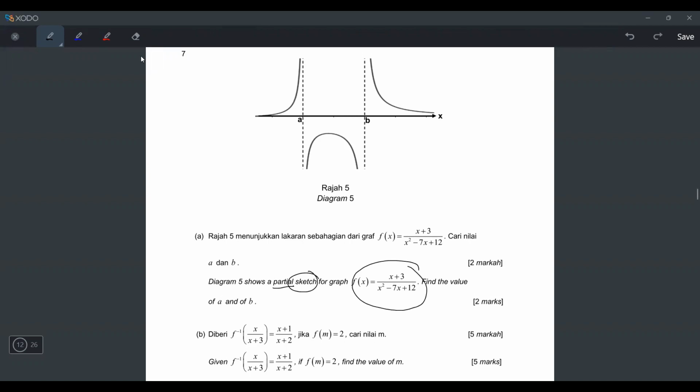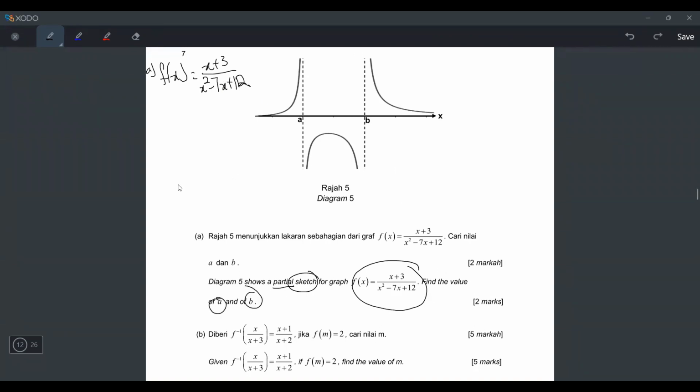Oh my God, look at this equation. It's so disgusting. f(x) equals what? (x plus 3) over, oh my God, x squared minus 7x plus 12. So this graph is the sketch for this equation. And then find the value of A and B.